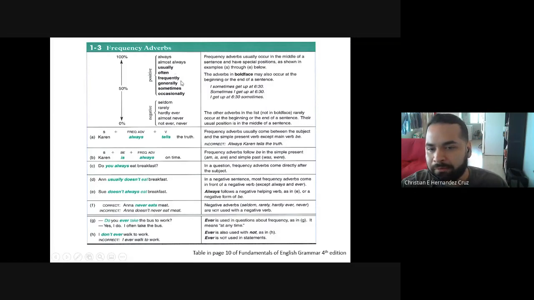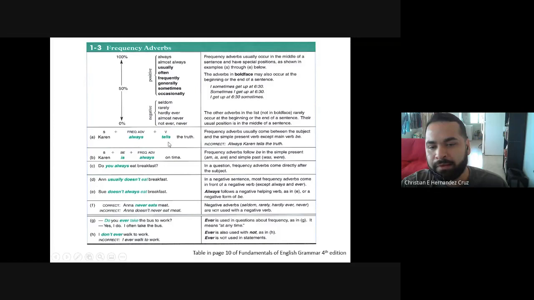So these bolded frequency adverbs can change positions within the sentence. They could be at the beginning, they could be at the middle, they could be at the end. These are just these in boldface. The other adverbs in the list, such as these negative ones and those first positive two, they rarely occur at the beginning or at the end of a sentence. Their usual position is in the middle. So basically, if you don't know where to put these, they almost always go in the middle of a sentence. Let's take a look at this first sentence here.